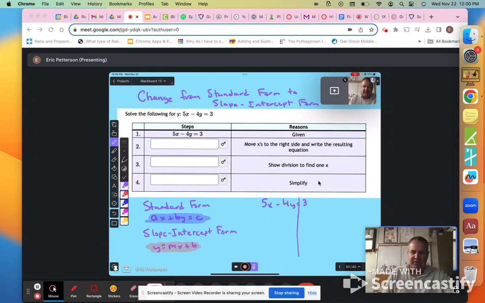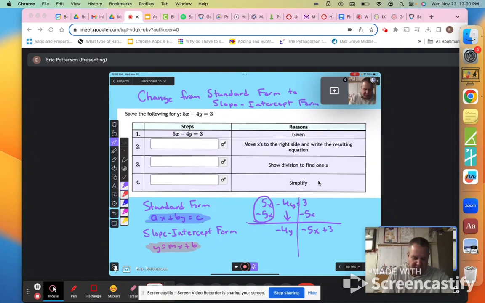So that means I have to make a zero pair with my 5x. I'll do that with a negative 5x, and I'll do that to both sides of the equation. 5x and negative 5x make 0. I can bring down the negative 4y. And now my 3 and my negative 5x, I can't combine because they're different things. They're different types of terms. One is an x term and one is a number. So I'll just write them in the right order. Negative 5x plus 3. Okay?